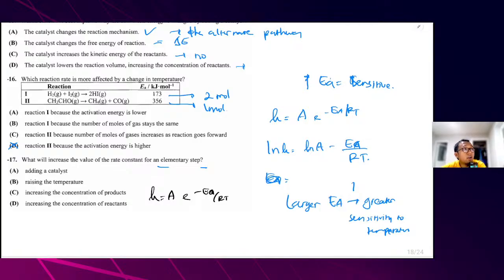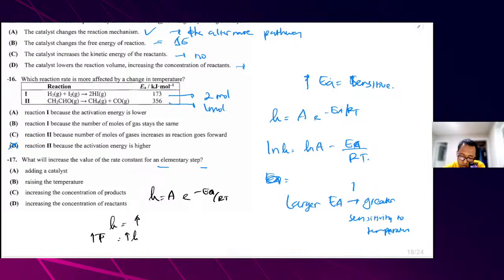Let's start number 17 again. Just a reminder: a catalyst lowers the activation energy, so K will increase and the rate will increase. Raising the temperature will increase K as well. And concentration changes the rate, not the rate constant.